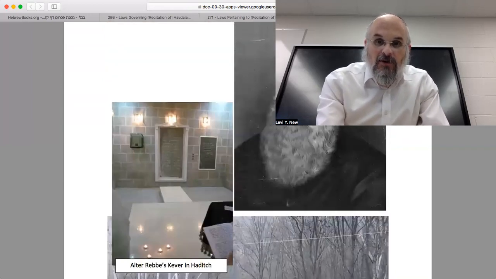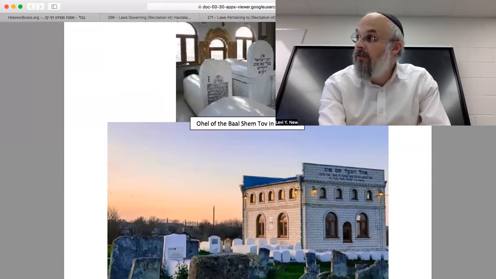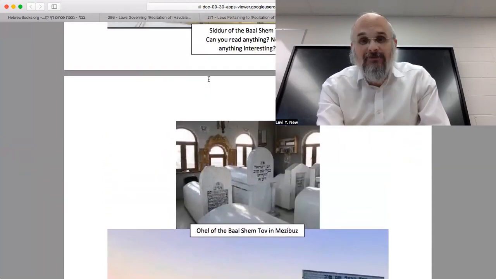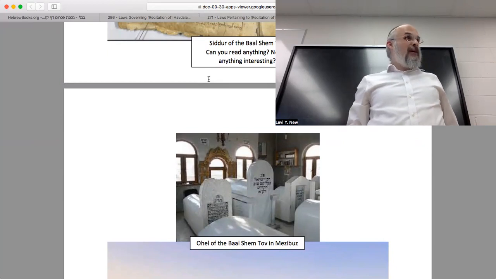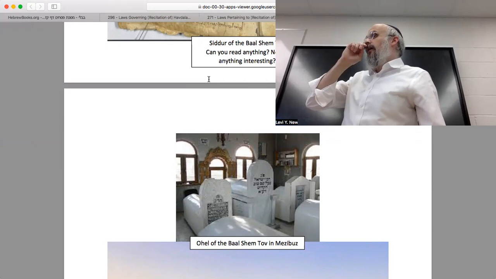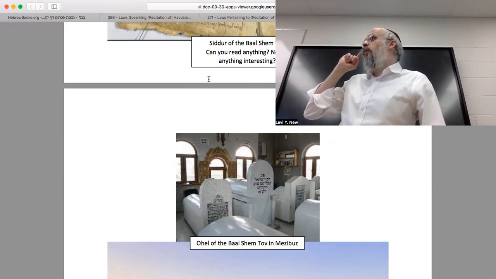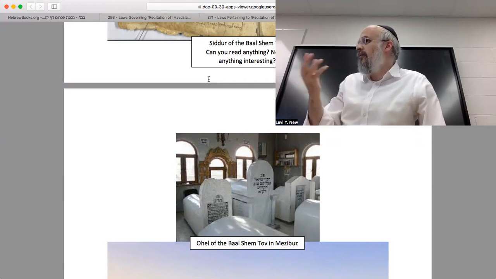So let's talk a little about the Baal Shem Tov. Sorry? The shul? I don't know actually. That picture is an old picture, so I don't know what it looks like today. I think they renovated it, but at one point it was destroyed. I actually saw a picture online of the Baal Shem Tov's cave before it was built fancy like this. It's very similar, but just broken down.